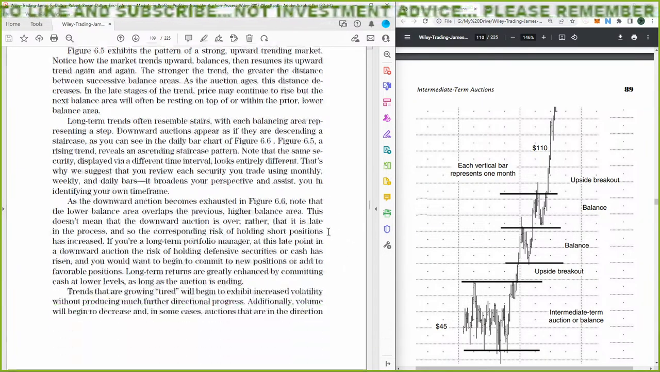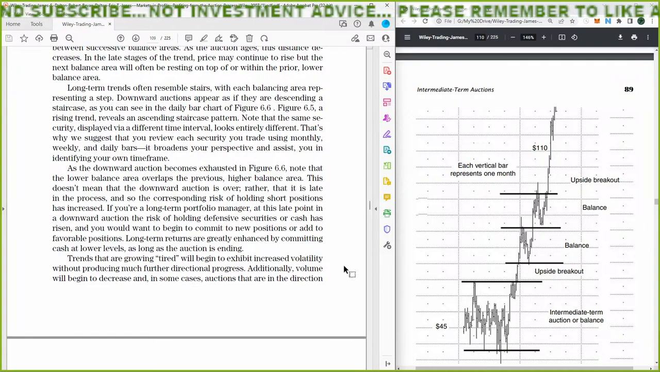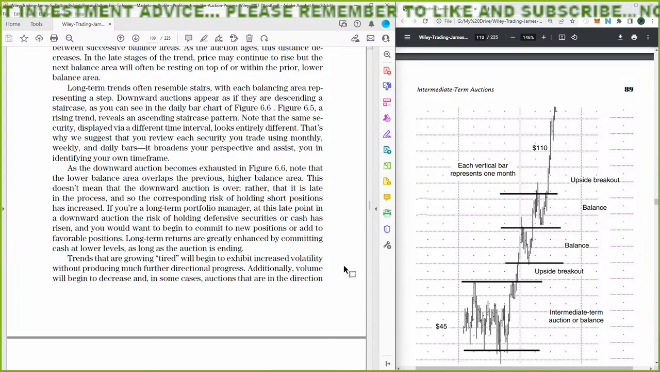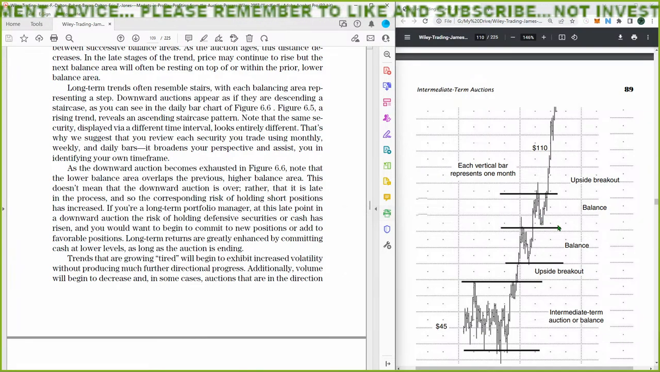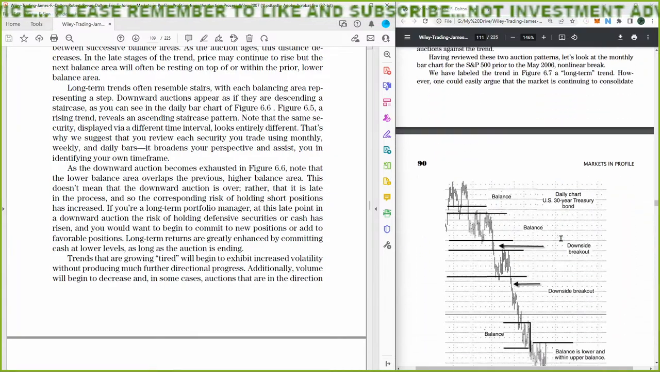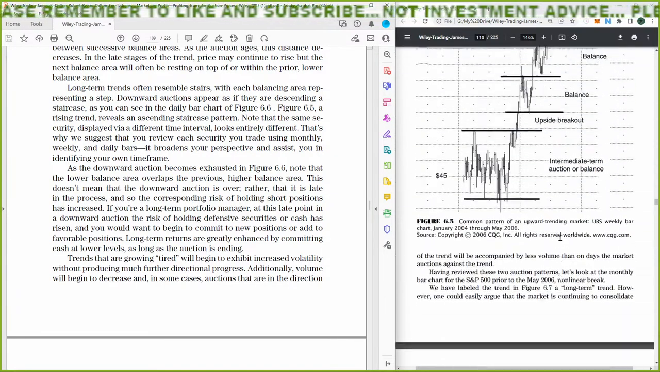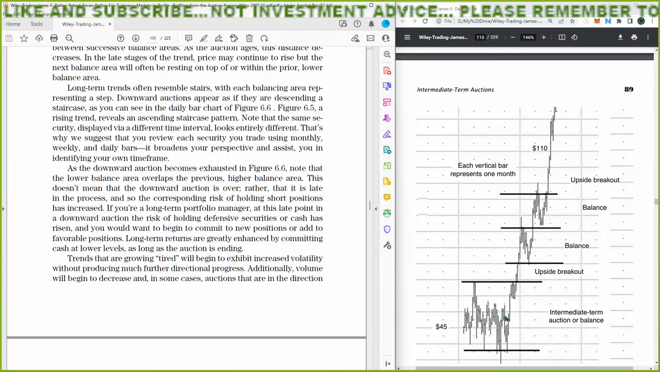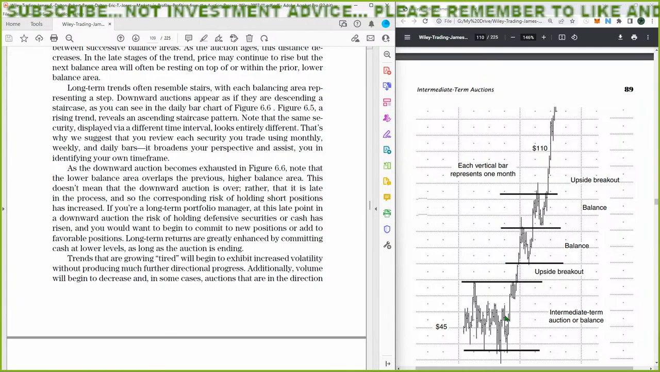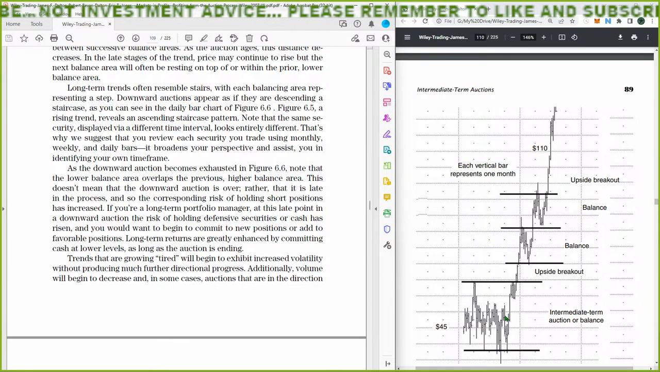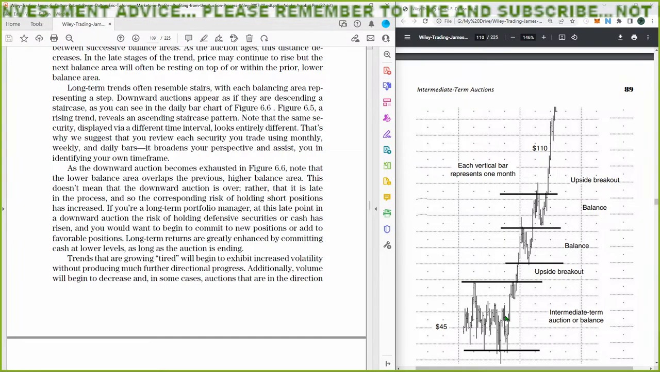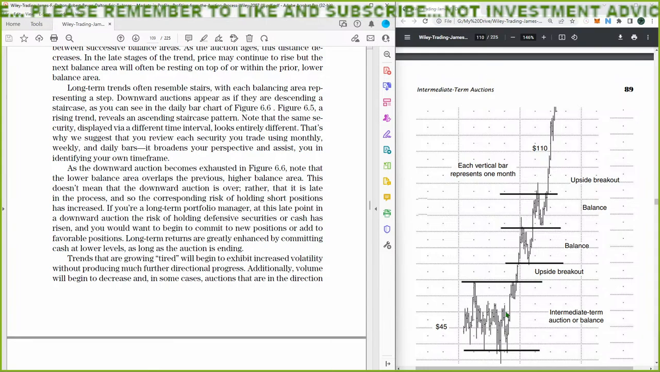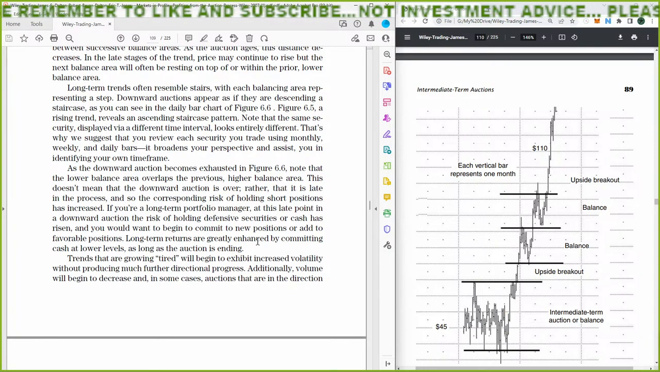Long-term trends often resemble stairs, with each balancing area representing a step. Downward auctions appear as if they are descending a staircase, as you can see in the daily bar chart in figure 6.6. Figure 6.5, a rising trend, reveals an ascending staircase pattern. Note that the same security displayed via a different time interval looks entirely different. That's why we suggest that you review each security you trade using monthly, weekly, and daily bars. It broadens your perspective and assists you in identifying your own time frame.